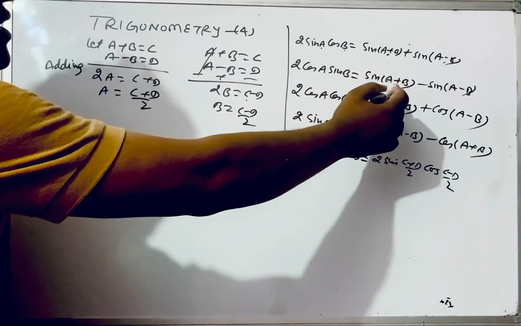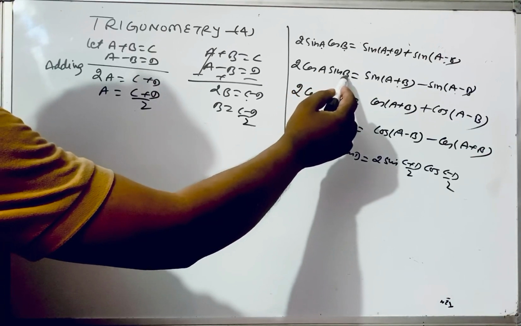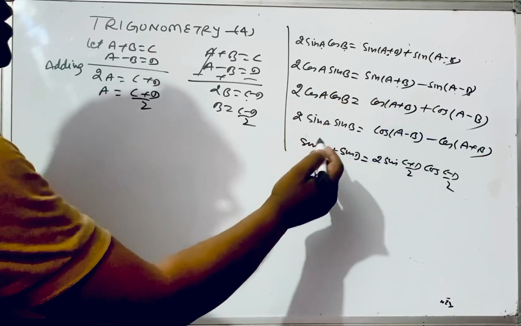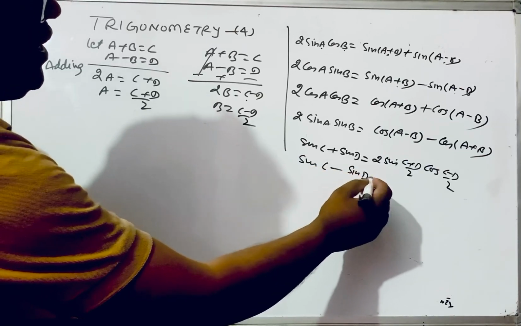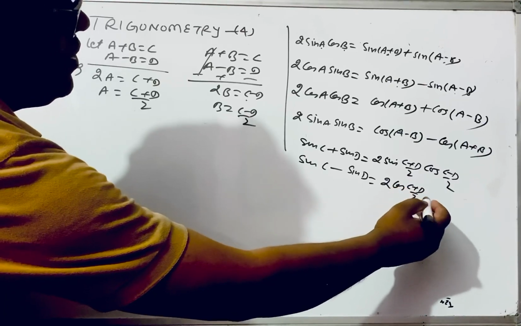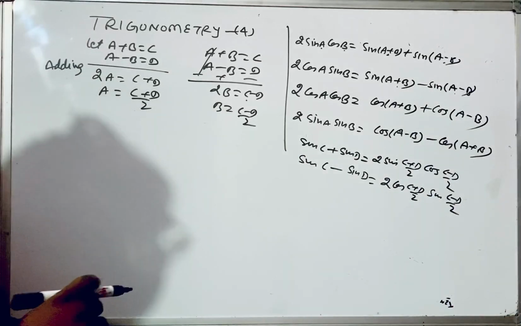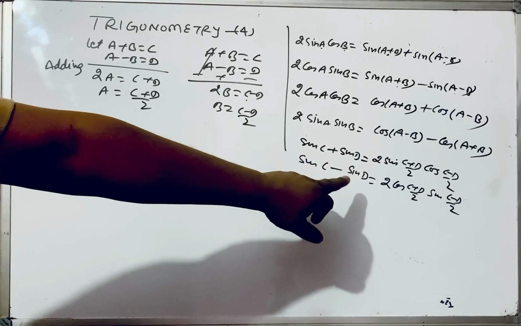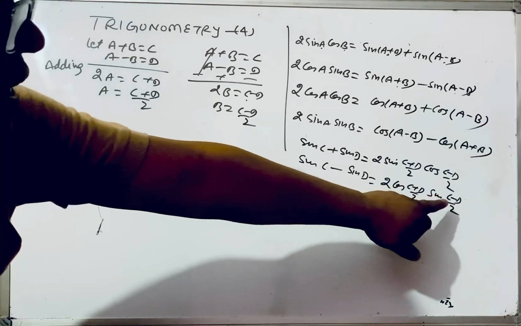Put here C, here D. We will put here (C+D)/2, here (C−D)/2. We will get sin C − sin D is equal to 2 cos((C+D)/2) sin((C−D)/2).